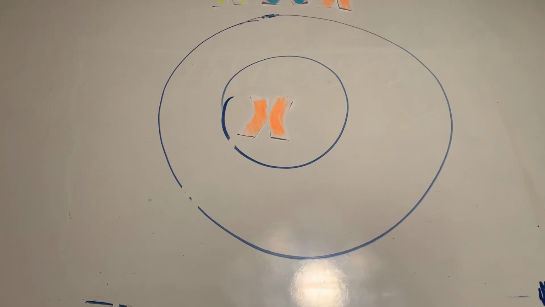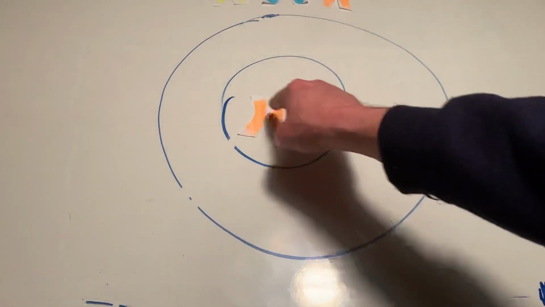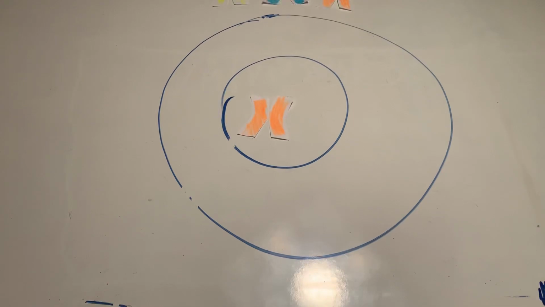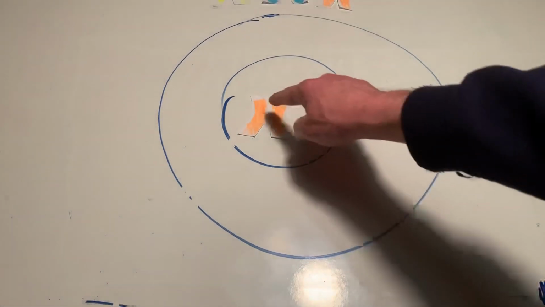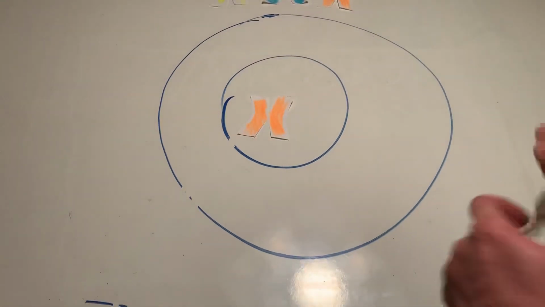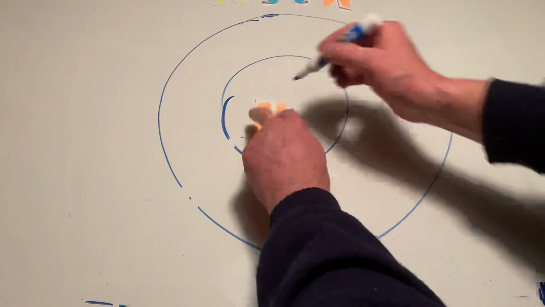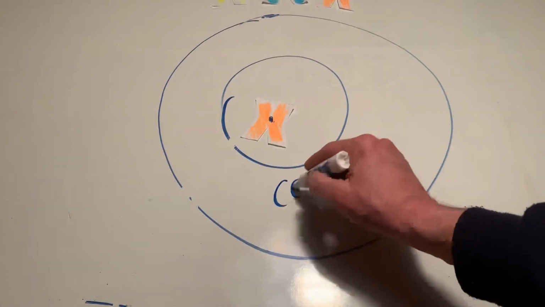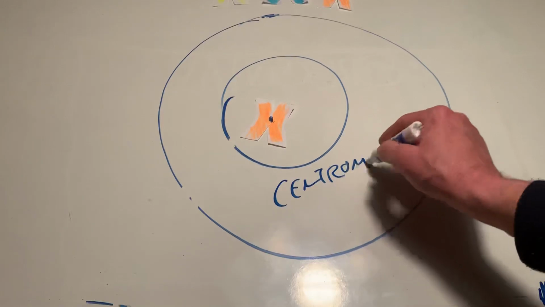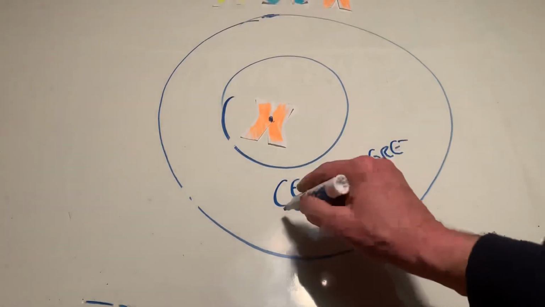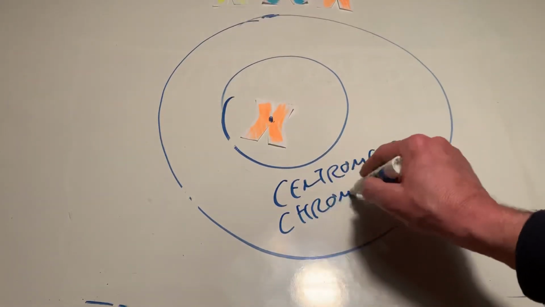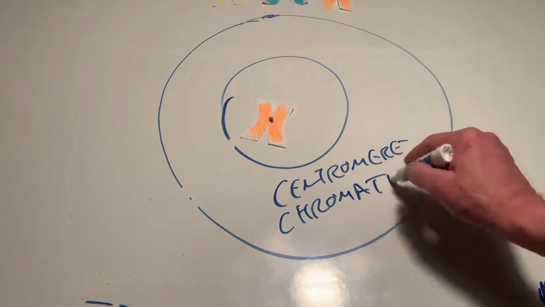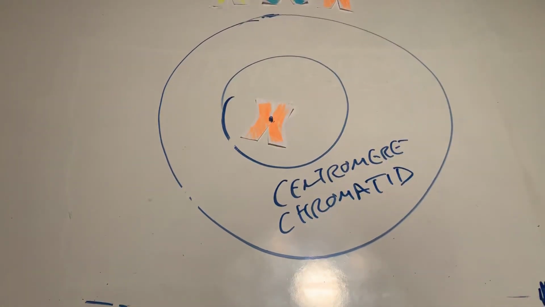And the second we have a replicated chromosome, each half we now call a chromatid. So that's weird. And the point where the two join in the middle, like the belly button that joins the two together, right there, that's called the centromere. Centromere. Chromatid is half of a replicated chromosome.